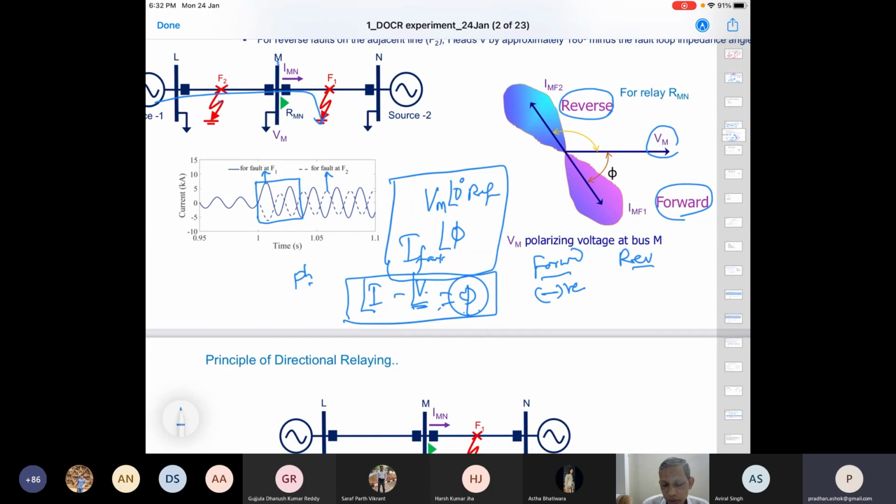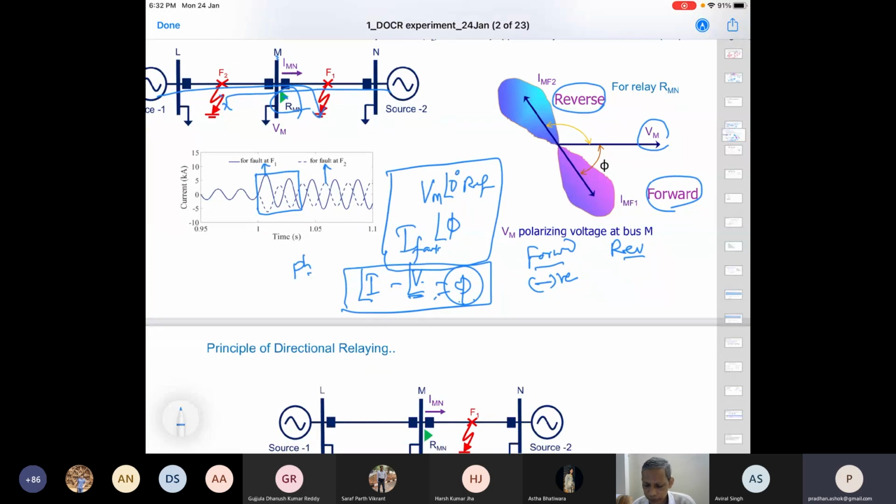And if we see the corresponding fault for F2, the current, you can say that at this point it is reverse, so the current will be leading for this relay RM, and you can say that the green mark is put at this point.